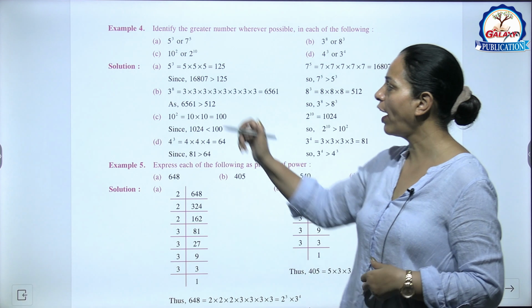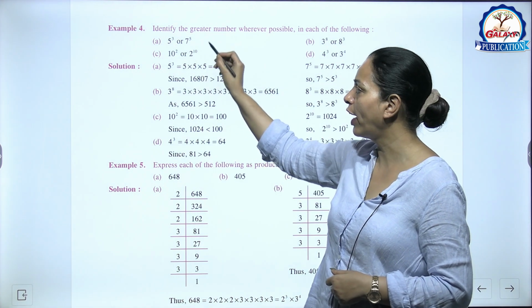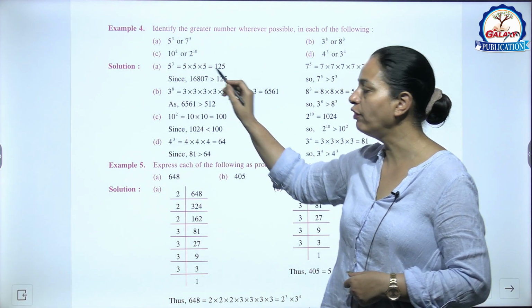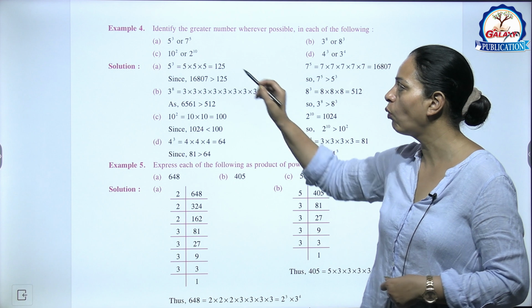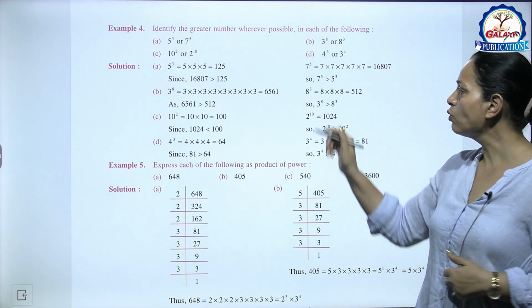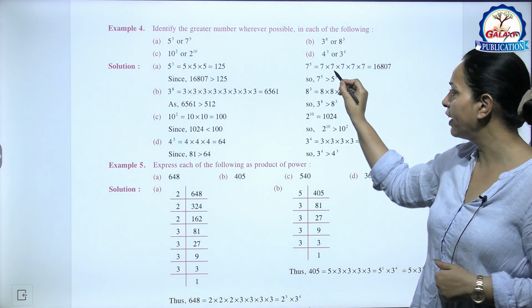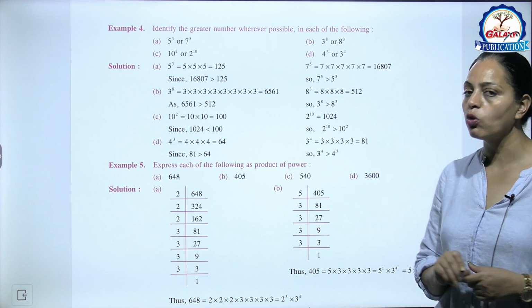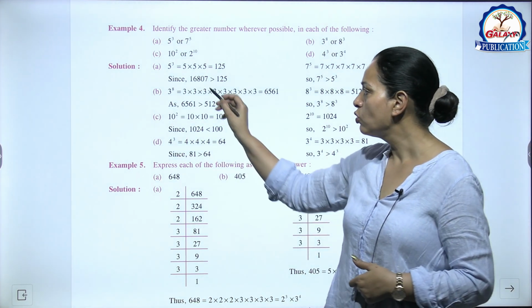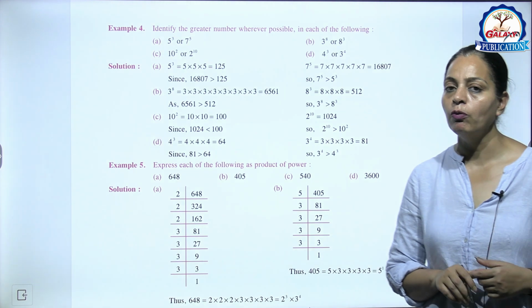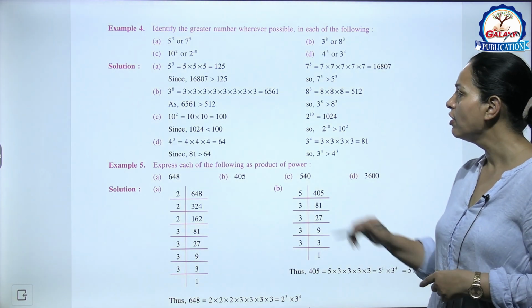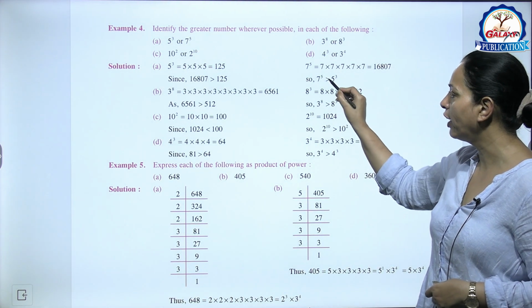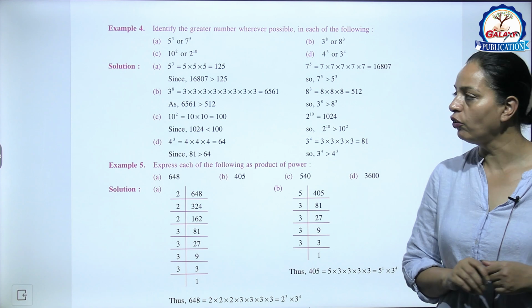So A part, 5 cube or 7 raised to the power 5. So 5 cube means 5, 3 times. Multiply, we will get 125. Now 7 raised to the power 5. We will multiply 7, 5 times. You will get 16,807. So this number is bigger than 125. So 7 raised to the power 5 is greater than 5 cube.